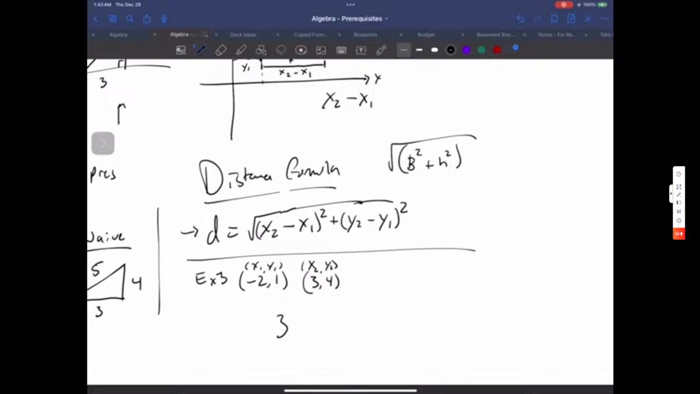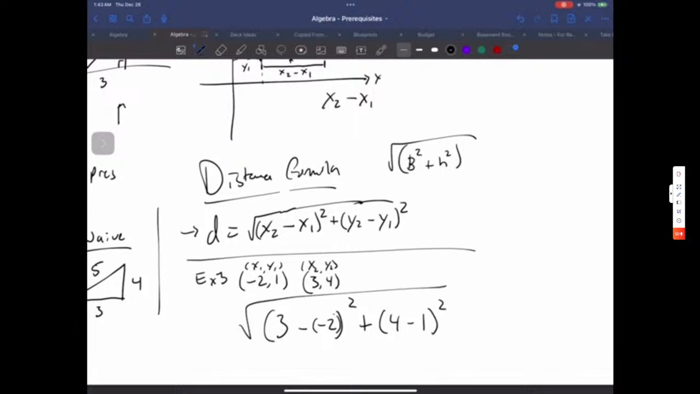So we go x2 minus x1 squared, and I know I have 2 minuses there. I'm going to cancel it out later. Plus y2 minus y1 squared, and this whole thing square rooted.